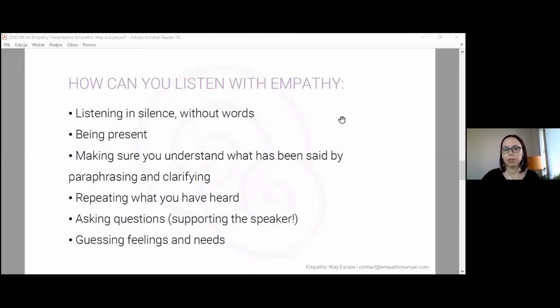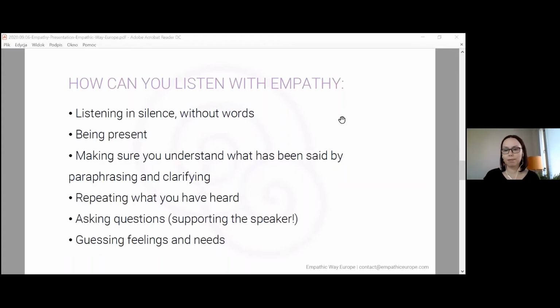Another thing that you can do is making sure that you understand what has been said by paraphrasing and clarifying. So you simply repeat what you heard in maybe your own words, or you can also sum up what you understood and tell that to that person. Very often when they hear what you understood, they can reflect on what was said and maybe add something, maybe have another perspective. So it helps to go deeper. Sometimes what works is just repeating exactly the last 3 words or last phrase, especially when that person is speaking really quickly and it's hard to summarize or paraphrase.